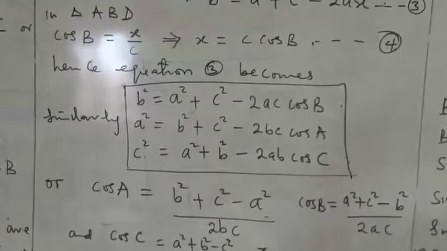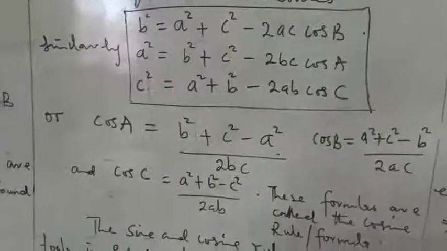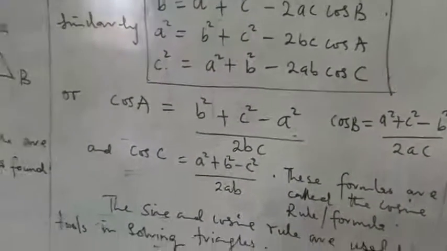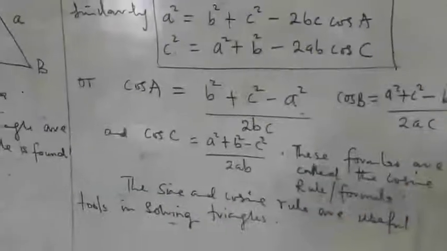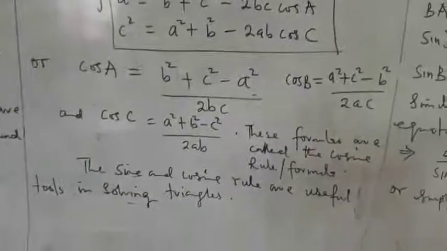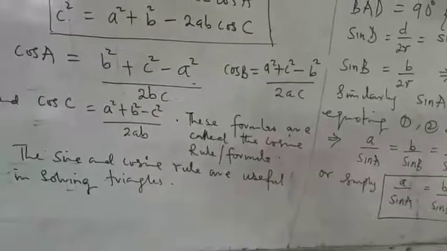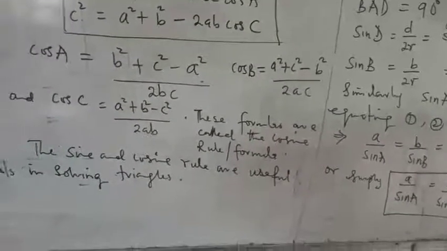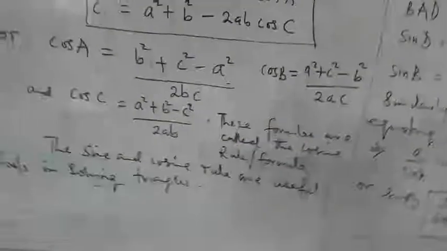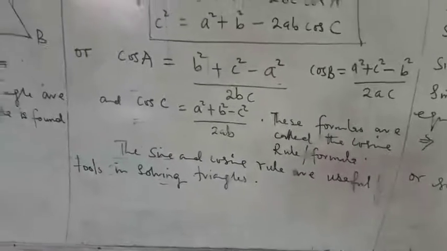Similarly, a square is given as b square plus c square minus 2bc cos A, and c square is given as a square plus b square minus 2ab cos C. We could write that cosine formula as cos A equals b square plus c square minus a square over 2bc, or cos B is given as a square plus c square minus b square over 2ac. These formulas are called the cosine rule or formula. The sine and cosine rules are useful tools in solving triangles.